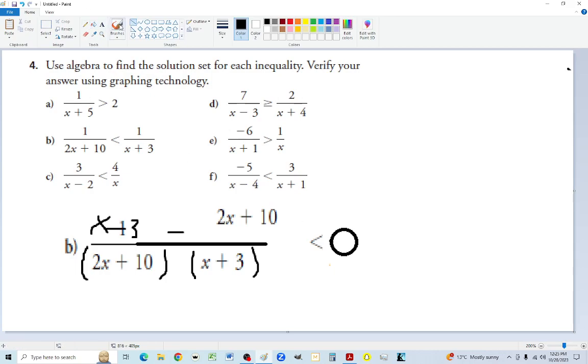Pretty sure I did. But this minus applies to everything in the bracket, so I can get minus x minus 2x and 3 minus 10. I'm going to get minus x minus 7.